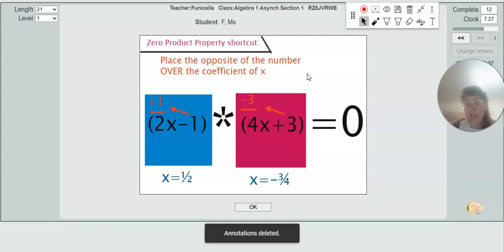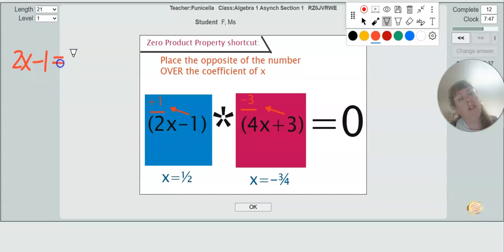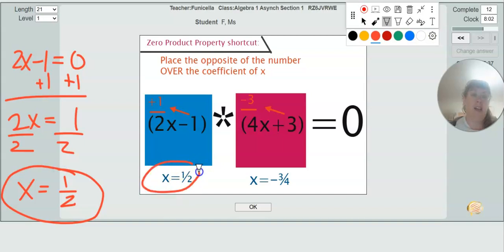This is a little trick if you want. You don't have to memorize this by any means. If this is confusing for your brain or it doesn't really click in a way that feels good, don't worry, but this is a little shortcut. So you place the opposite of the number over the coefficient. So if we have 2x minus 1 equals 0, if we solve this, we're going to add 1 to both sides first, and then we get 2x equals 1, and then we're going to divide both sides by 2 to get x equals 1/2.